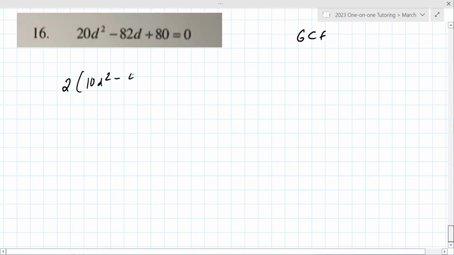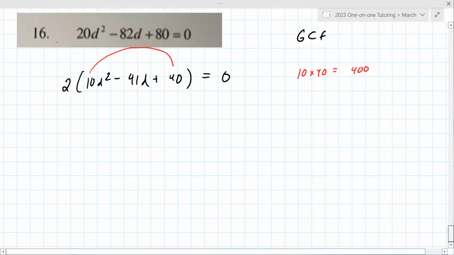10d squared minus 41d plus 40 equals 0. And then you say, okay, well, is there any other number that goes into 10, 41, and 40? 41, I believe, is prime. You always kind of look for the one that sticks out, and that's this one. So this is as far as you can go, and this is where it gets kind of frustrating, because you've got to take 10 and multiply it by 40. So 10 times 40 is 400.